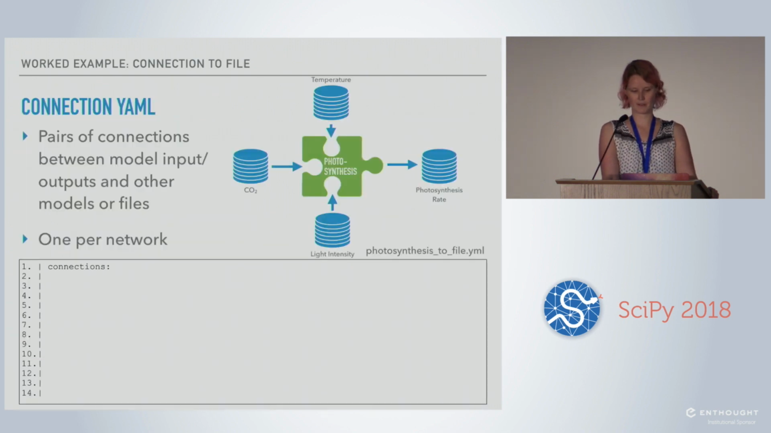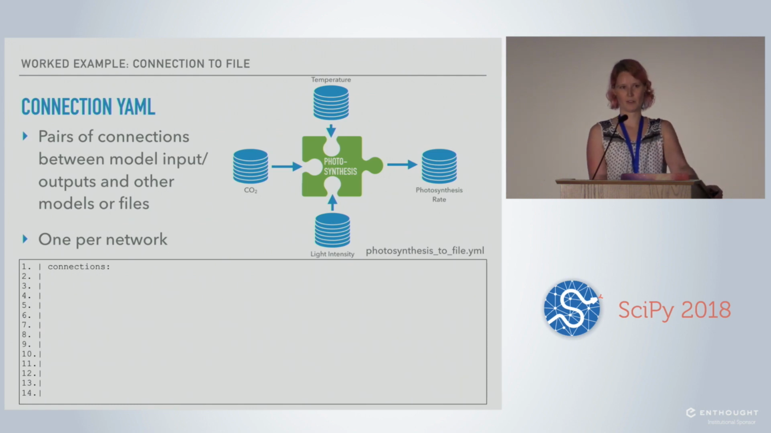So the final piece of the puzzle is actually the connection YAML. A connection YAML basically says, for those input and output channels for your model, what do you want them connected to? Do you want them connected to another model, or do you want them connected to a file? And so for this example, we're connecting all of the channels to files.